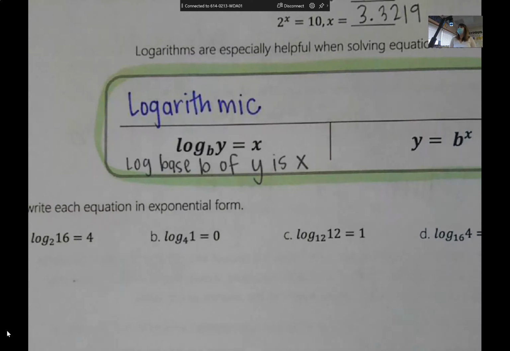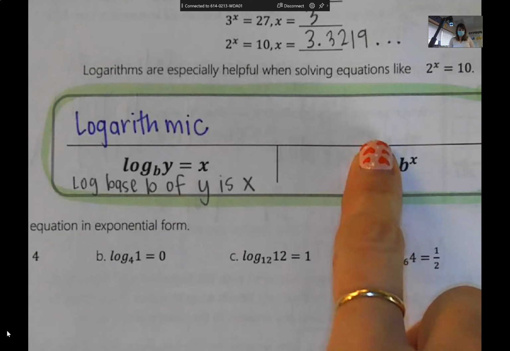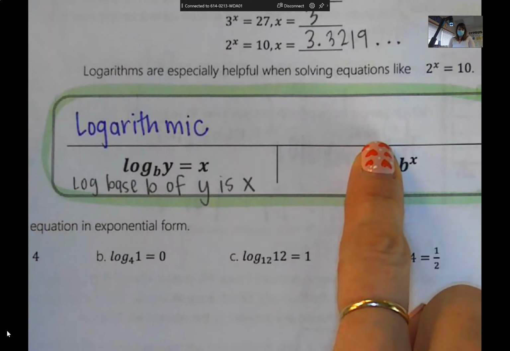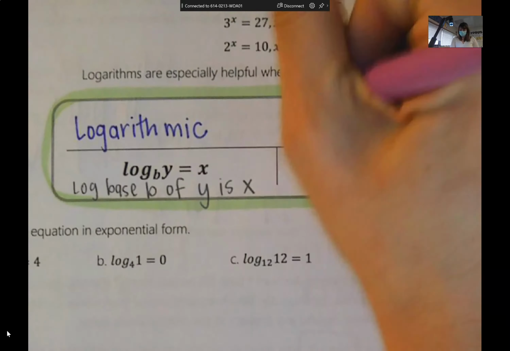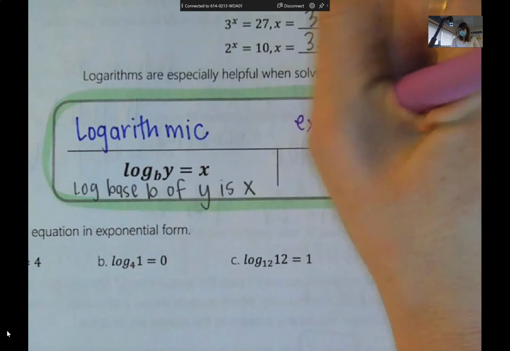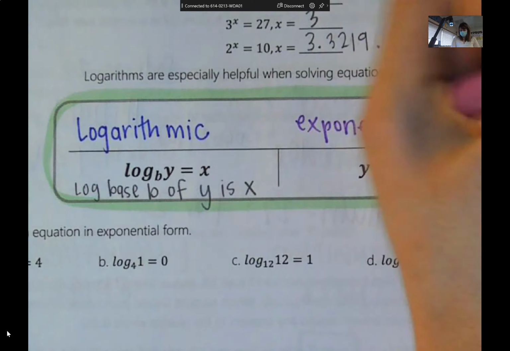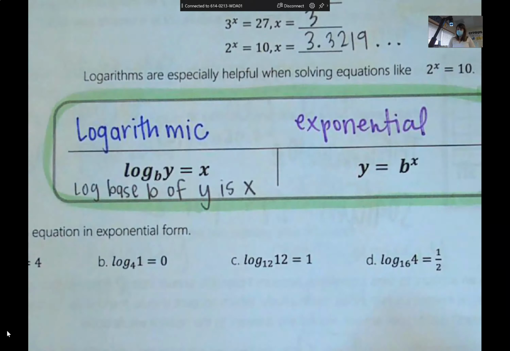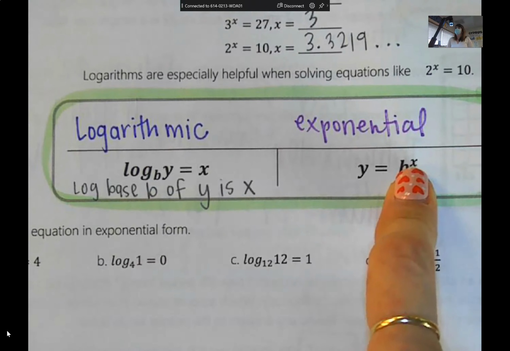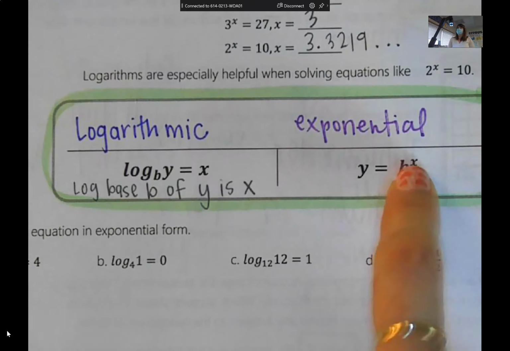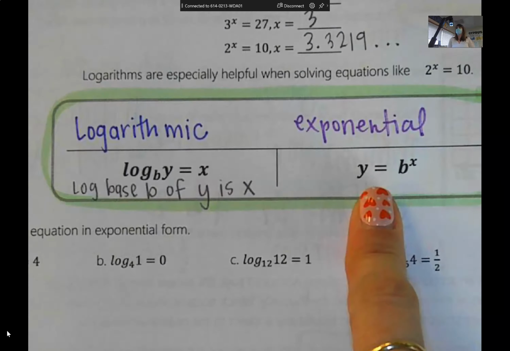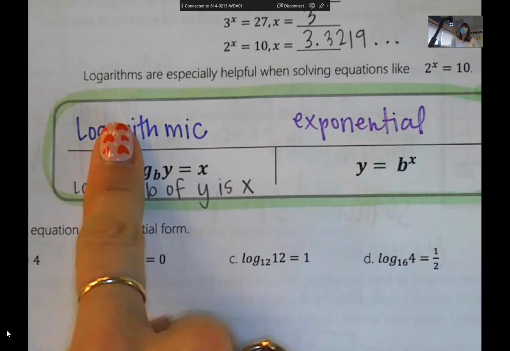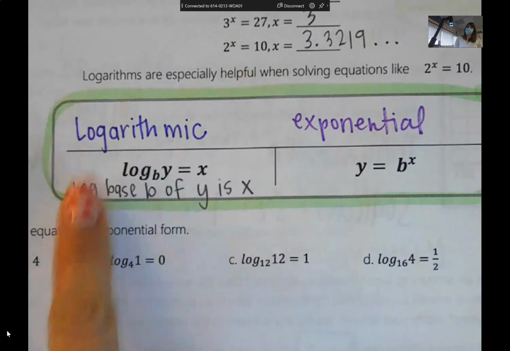Then the next one, hopefully we're a little bit familiar with. This guy is exponential form. He's exponential because we have b written as the exponent. So this one is exponential because it has an exponent. This one is logarithmic because it has a log.